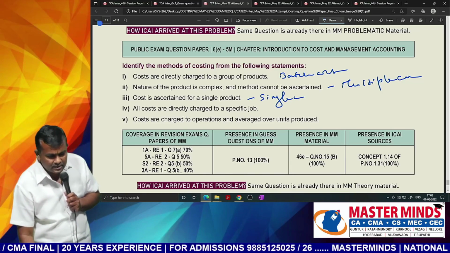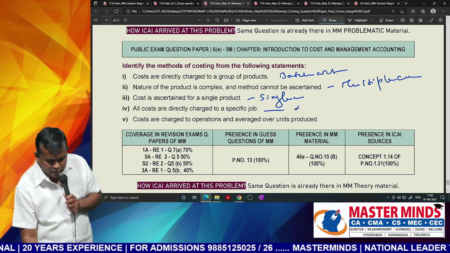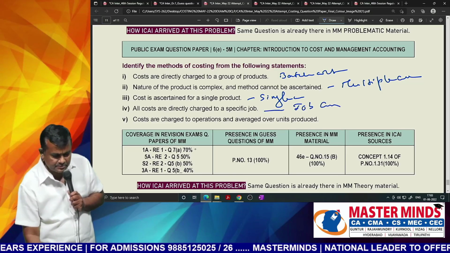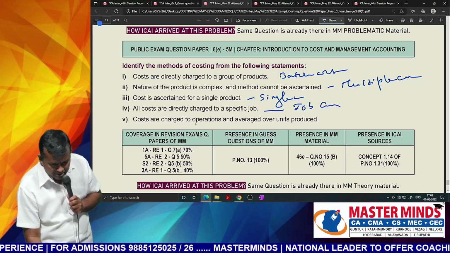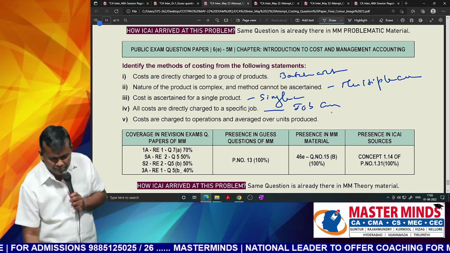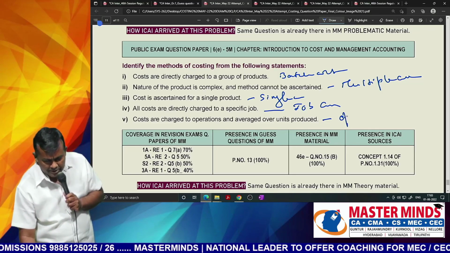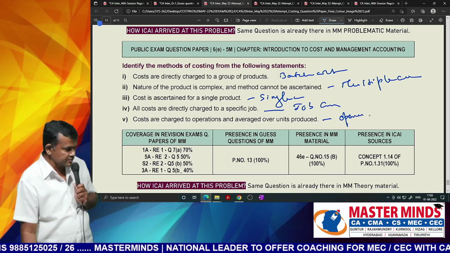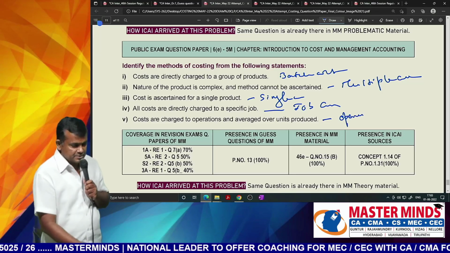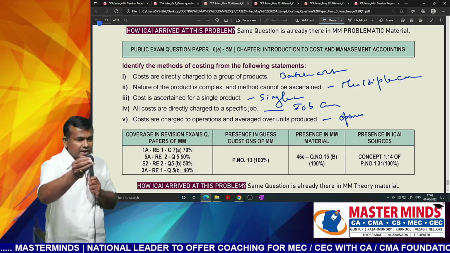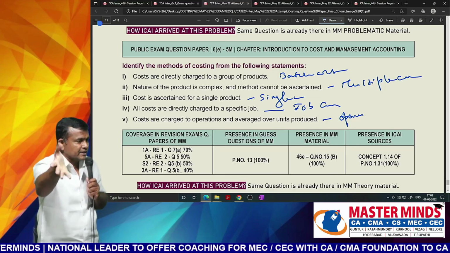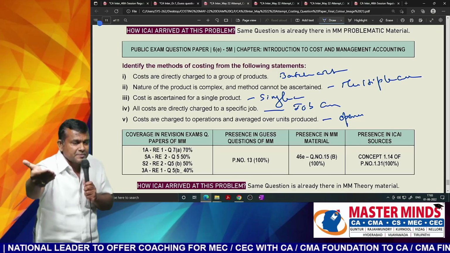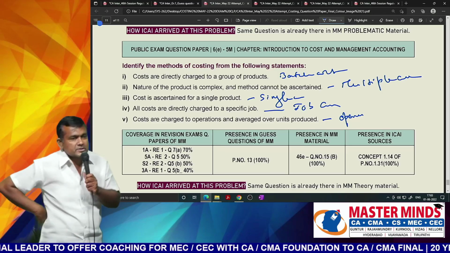Next, all costs are directly charged to a specific job: job costing. Next, costs are charged to operations and averaged over units. That is operation costing. Cost is ascertained at each stage of production separately. Such type of cost ascertaining program is called process costing.